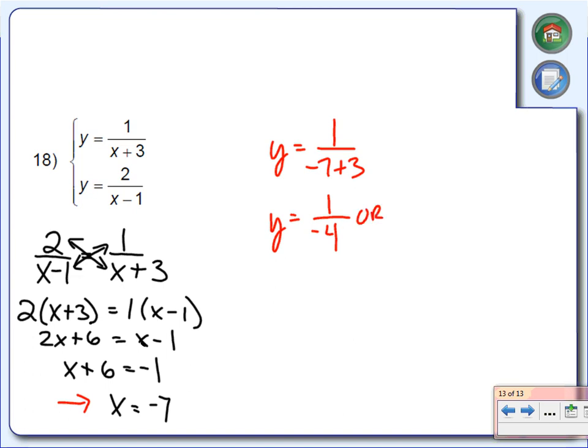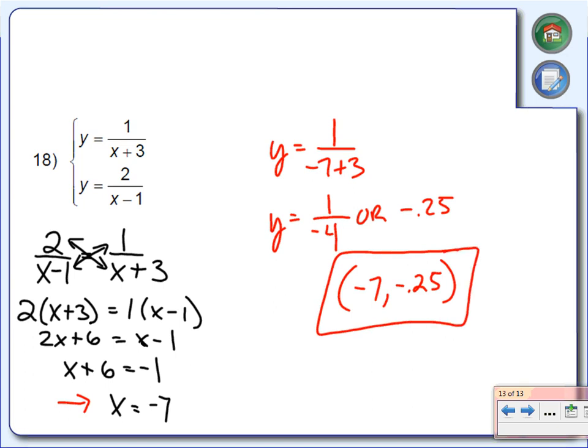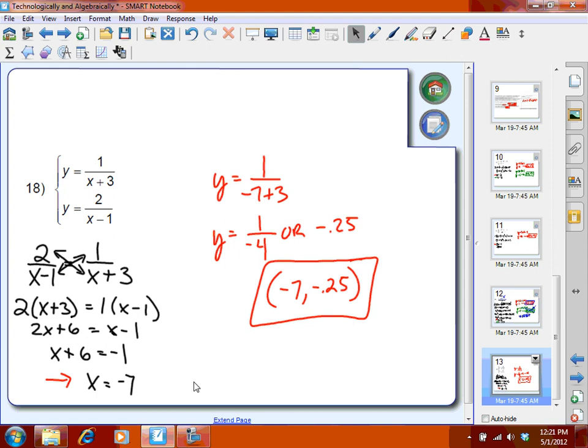Or if you prefer, you can also write that as a decimal. And that decimal would be negative 0.25. Which means we end up with the ordered pair negative 7, negative 0.25. So this is the ordered pair that's going to make both equations true. And it's the only ordered pair that makes both equations true. So this is how we solve systems that are not necessarily both linear. Okay. All right, I'm going to give you some to try on your own.